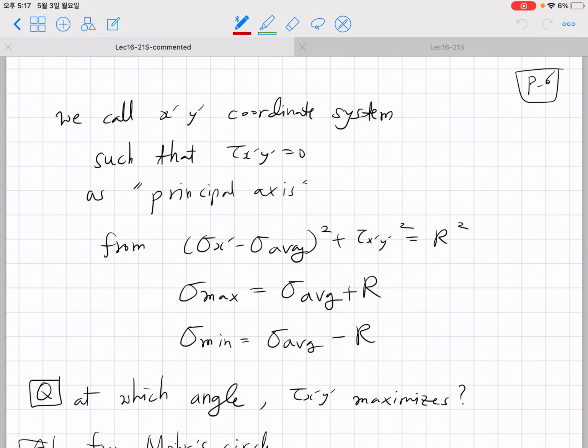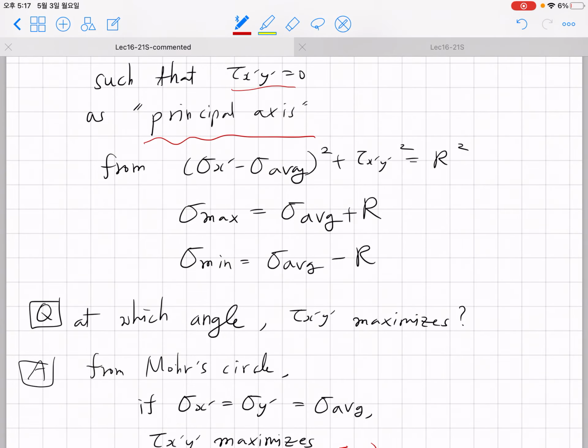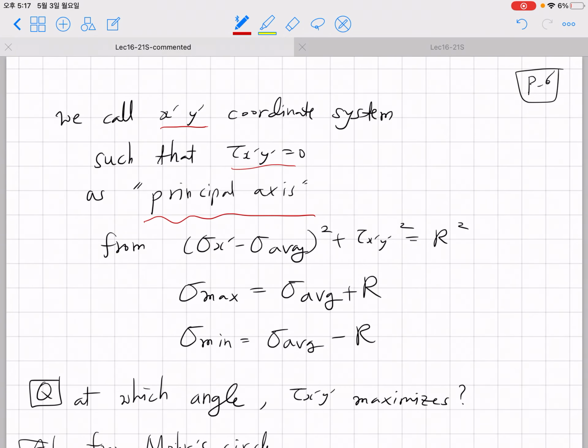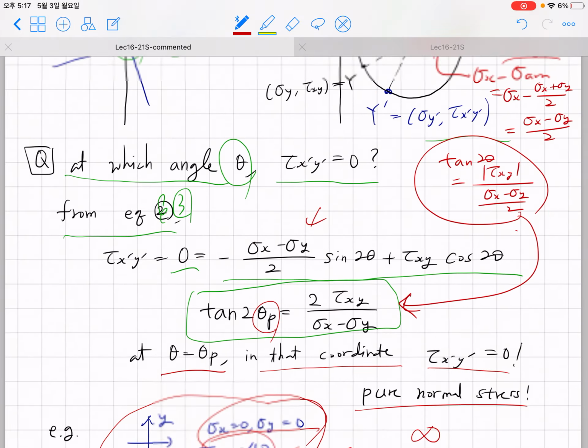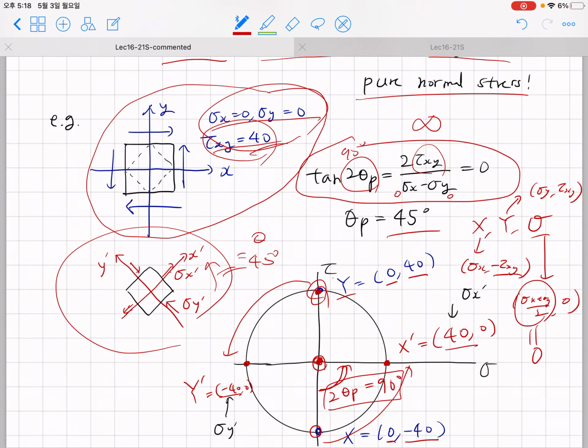As I told you, we call the x prime y prime coordinate system such that tau x prime y prime equals 0 the principal axis. Actually, without obtaining the principal axis information, we can obtain the maximum normal stress and minimum normal stress at the principal component. If you think about the geometrical meaning of the Mohr circle, even though you don't know this angle specifically, the Mohr circle tells us the maximum stress that we can have as we rotate the coordinate system, and the minimum normal stress we can have as we rotate the coordinate system.